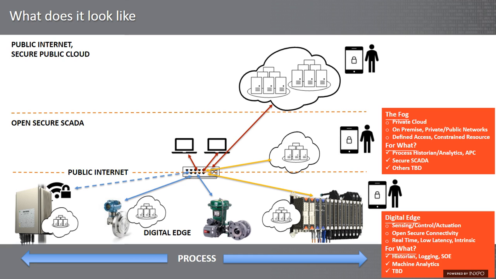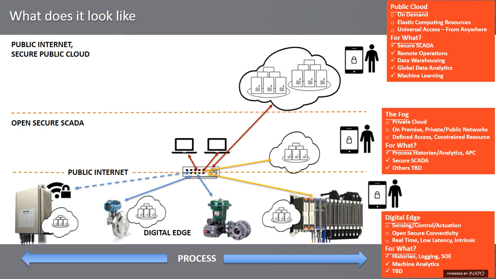The layer above it, you could call it the fog, or you could call it a private cloud. This is most likely on-premise, and you have a combination of private and public networks. You have defined role-based access, constrained resources because it's on-premise. You don't have as elastic a resource as you would in public cloud. What would you use it for? You would use it for plant-based historians, plant-based analytics, advanced process control, and secure SCADA.